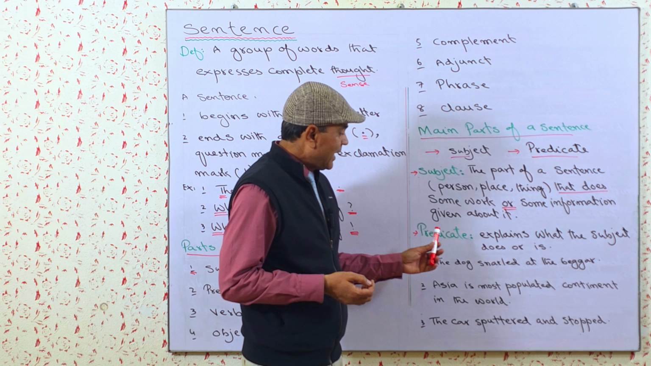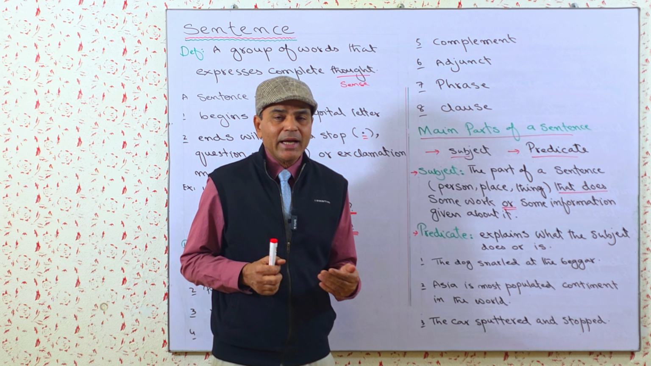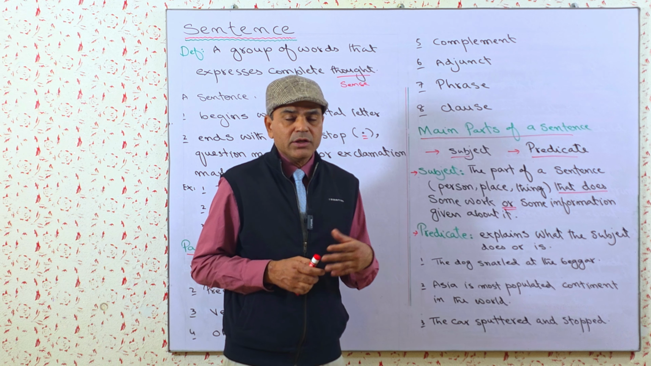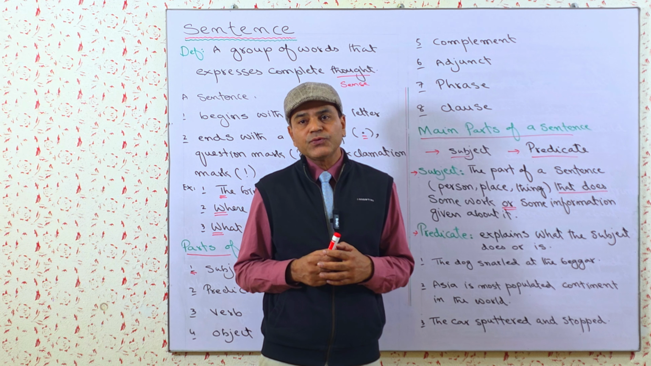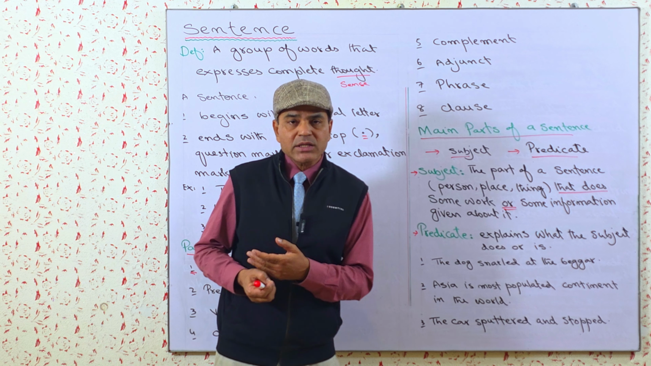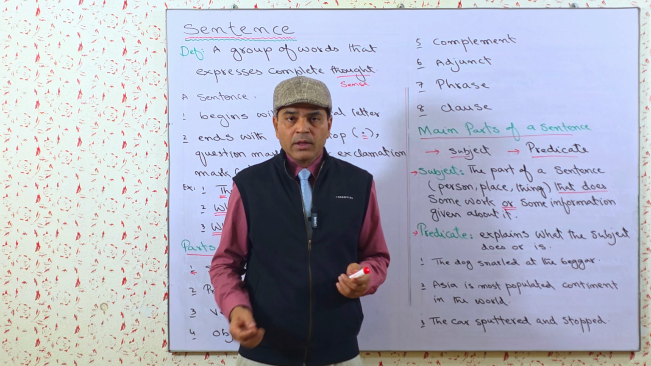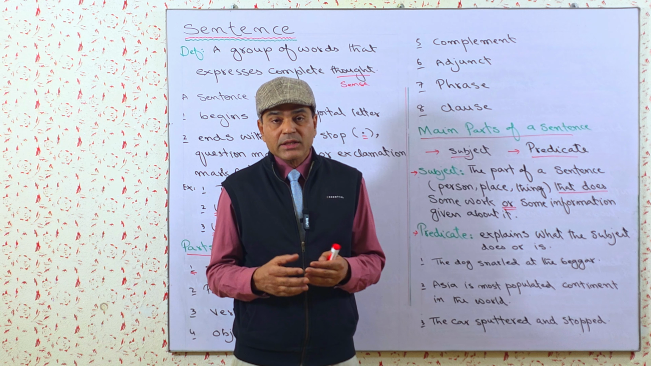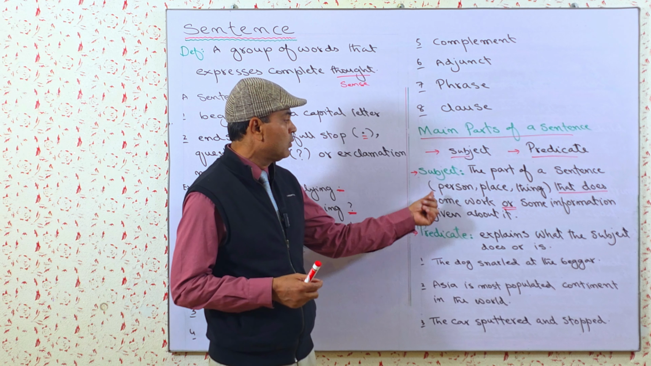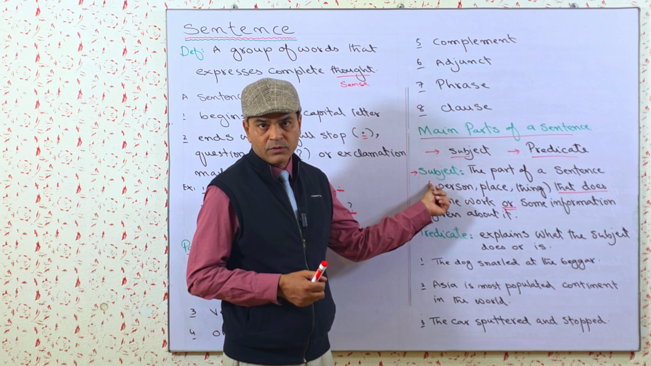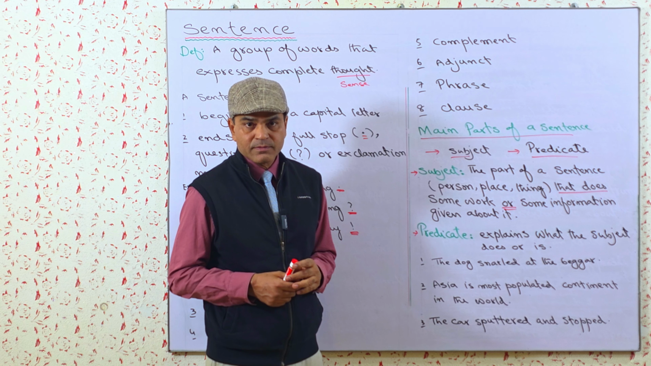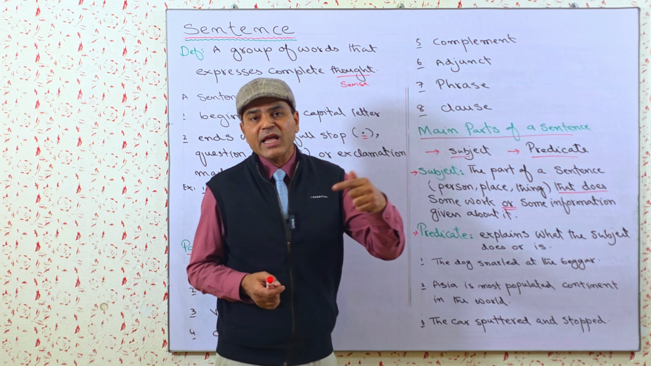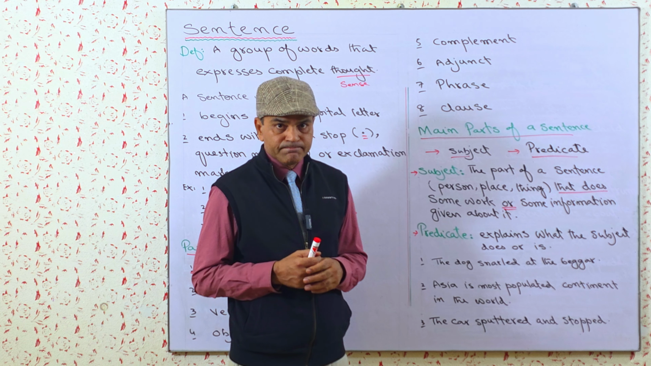So, what is a predicate? Predicate actually is the second name of the verb. In etymology, in parts of speech, we call it a verb. But when the verb is used in a sentence, it tells us something about the subject. So in syntax, we call it a predicate. So predicate is the second name of the verb.